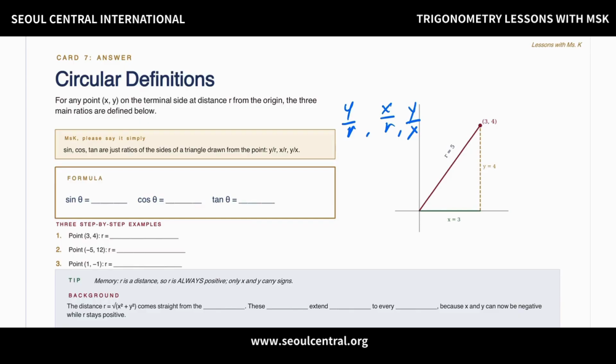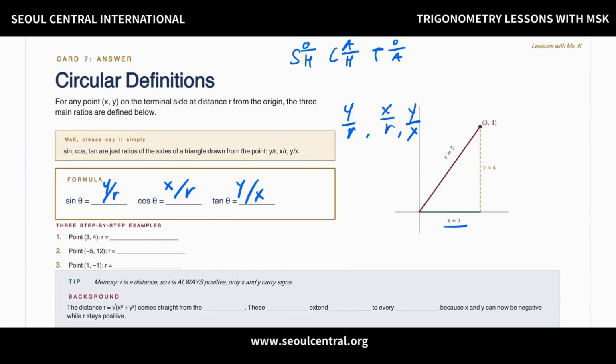So instead of just the SOHCAHTOA where you are doing it like this, you're using x, y, and r. Okay, so you can remember it like this. Okay, now you need to remember that your cosine is x and that your sine is y. Okay? Okay, so then let's try a couple examples.